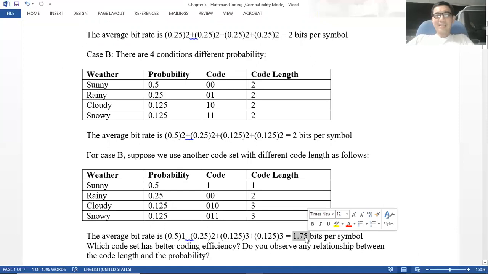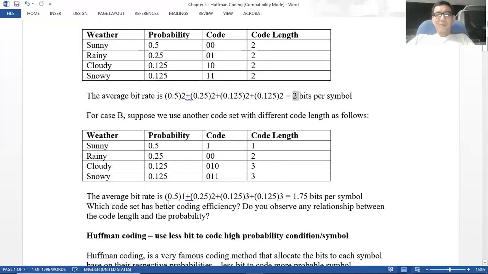We want it as small as possible because we're talking about data compression. We want as few bits as possible on average. So obviously, in case B, with these two different coding schemes, we find that the scheme with different code lengths gives us a better efficiency, a smaller number of bits per symbol, 1.75 as compared to 2.